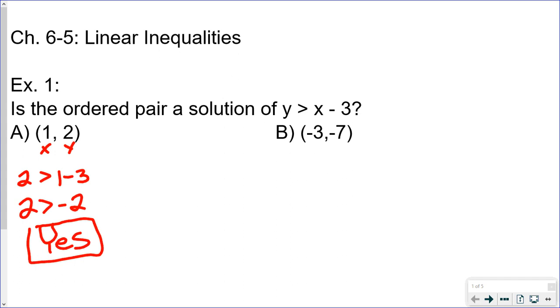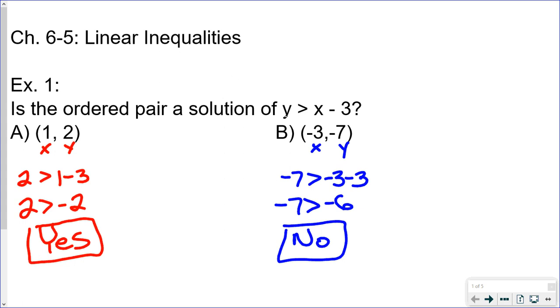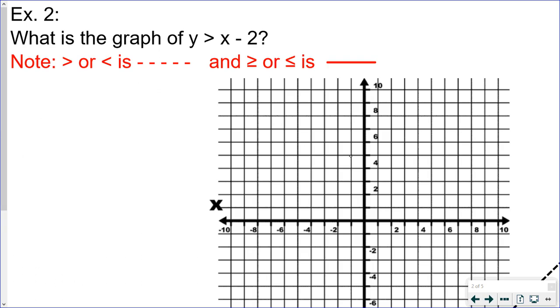All right, so let's check this. I'm going to plug in negative 3 for x and negative 7 for y. So that gives me negative 7 greater than negative 3 minus 3, negative 7 greater than negative 6. I always think of negative numbers as being backwards from positive numbers. So if these were positive, this would be true. But since they're negative, this is not true. So the answer is no, negative 3, negative 7 is not a solution to this inequality. All right, so that's the first type of problem you might see. So let's move on from there.